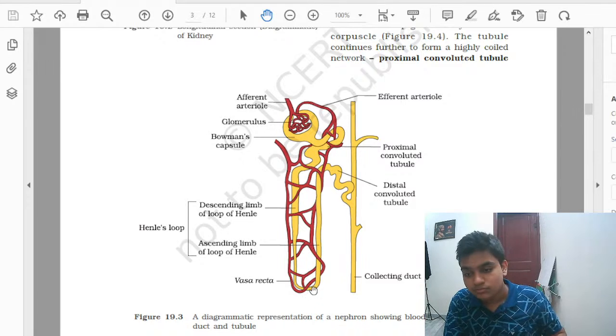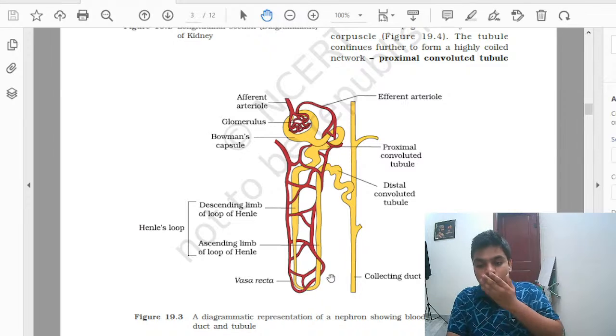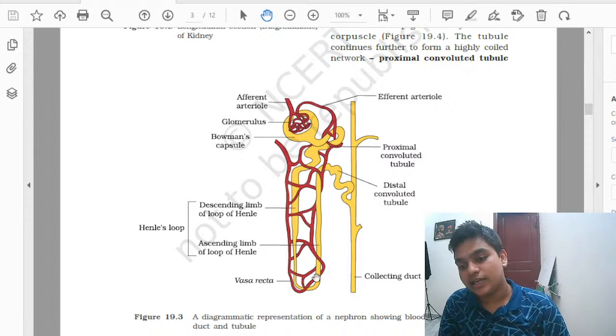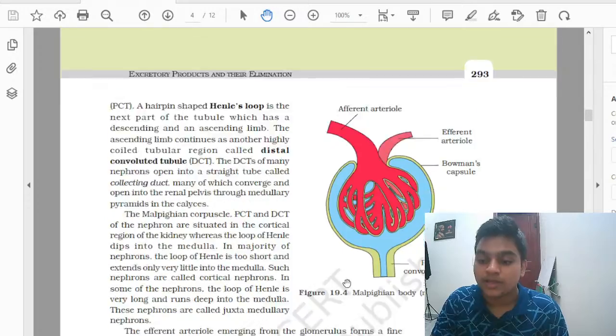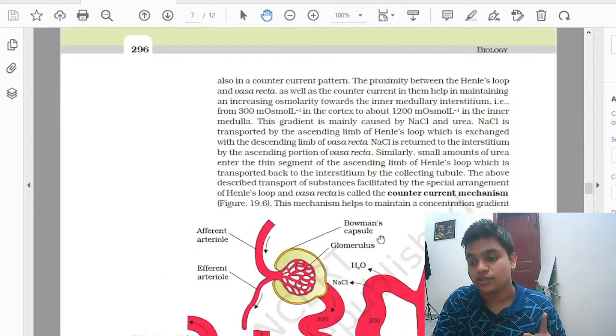And now this flow of blood is also in counter current pattern. The flow of blood in the vasa recta and also the flow of urine in the nephron part is in the counter current pattern, and this proximity also helps in maintaining the increasing osmolarity between the medullary fluid and the urine.